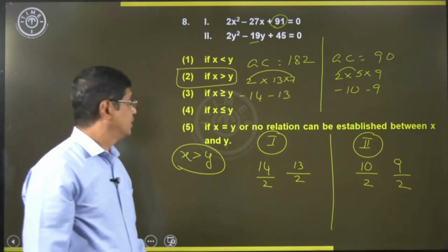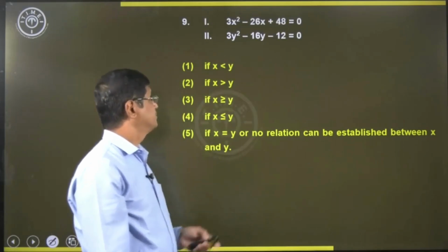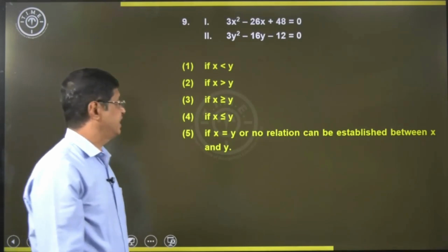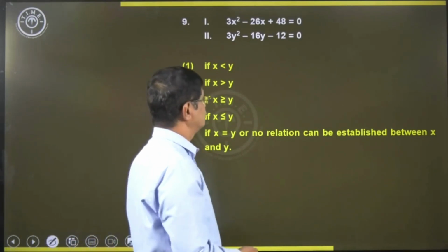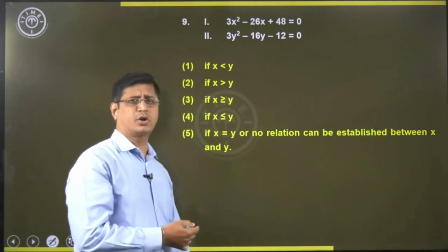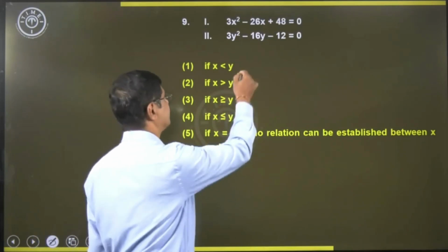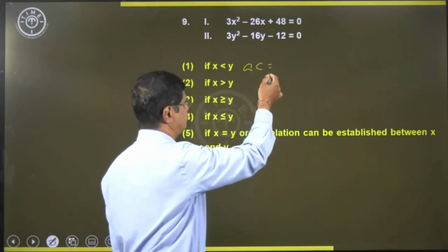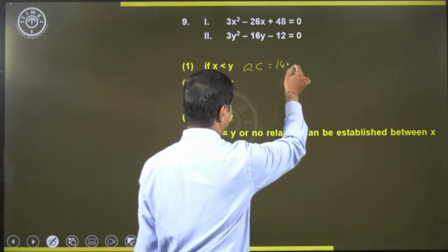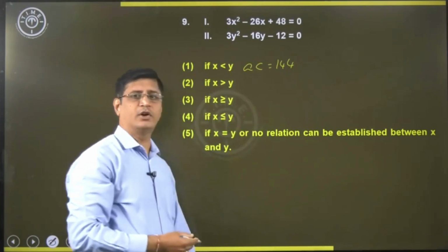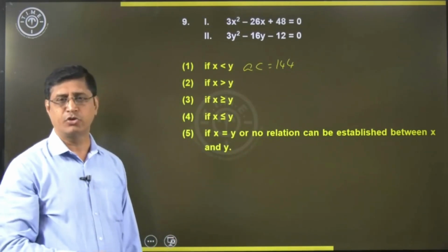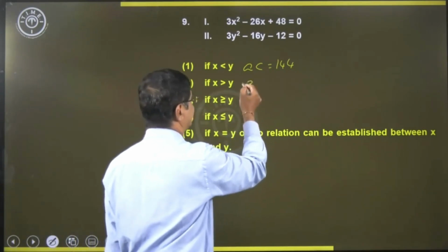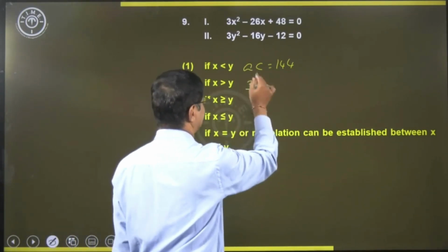Okay. Right. Look at the next example. 3x square minus 26x plus 48 is equal to 0. Now what is the product of 3 and 48? 3 and 48 means 120 plus 24, that is 144. 3 times 40 is 120, 3 times 8 is 24. 120 plus 24 is 144.